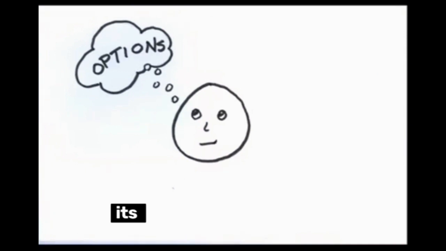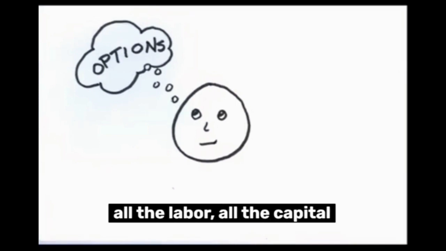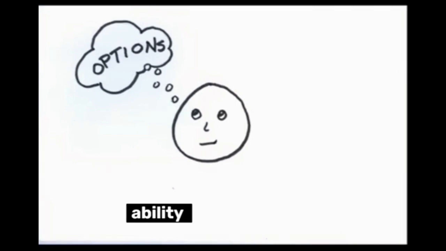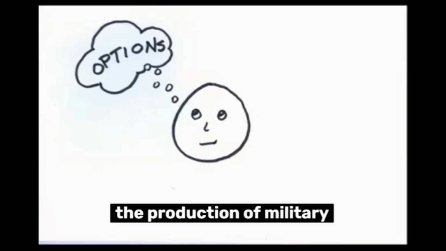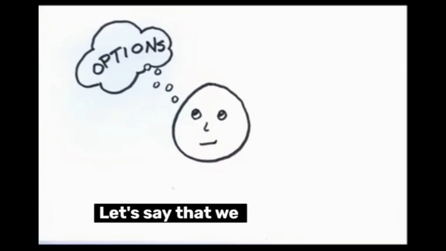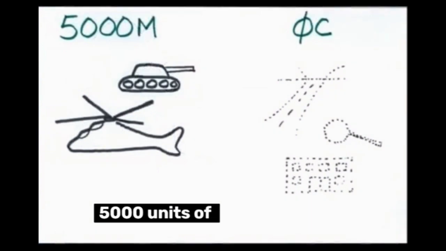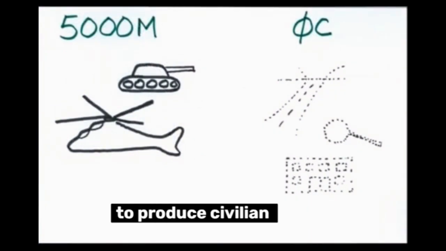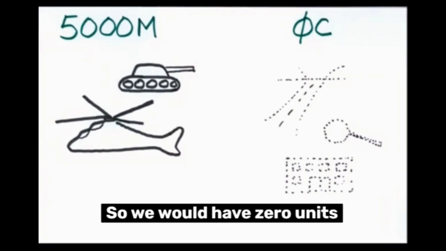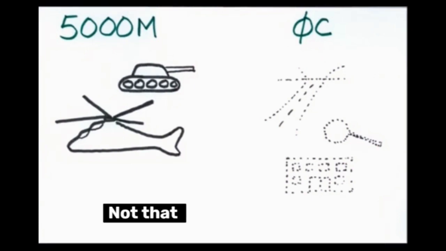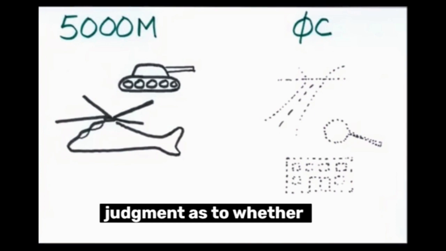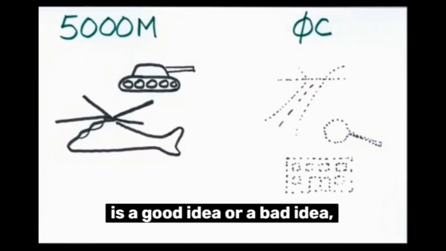If society takes every bit of its resources, all the land, all the labor, all the capital, and all the entrepreneurial ability, and puts it into the production of military goods and services, let's say that we can produce 5,000 units of military output. But this leaves no resources to produce civilian goods, so we would have 0 units of civilian output. Note that I'm not making any judgment as to whether this is a good idea or a bad idea, just that it's a possible choice that can be made.